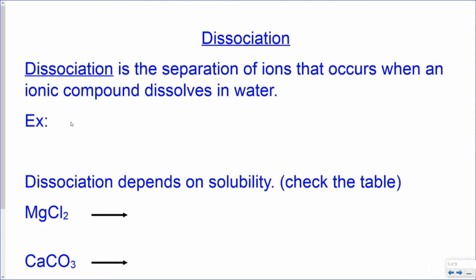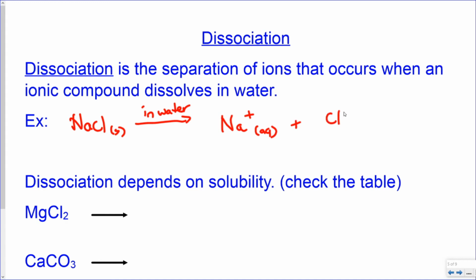So here's an example. A highly soluble ionic compound is NaCl, sodium chloride. So we would say that this is solid. You put it in water, and we've all done this. You put salt in water, and it dissolves. Well, when it dissolves, it dissociates. What that means is it breaks apart into sodium ions and chloride ions. So we have a dissociation equation that looks like this. Here's my sodium ion, and this is aqueous because it's in water, plus my chloride ion, which has a negative charge, and that's also aqueous.